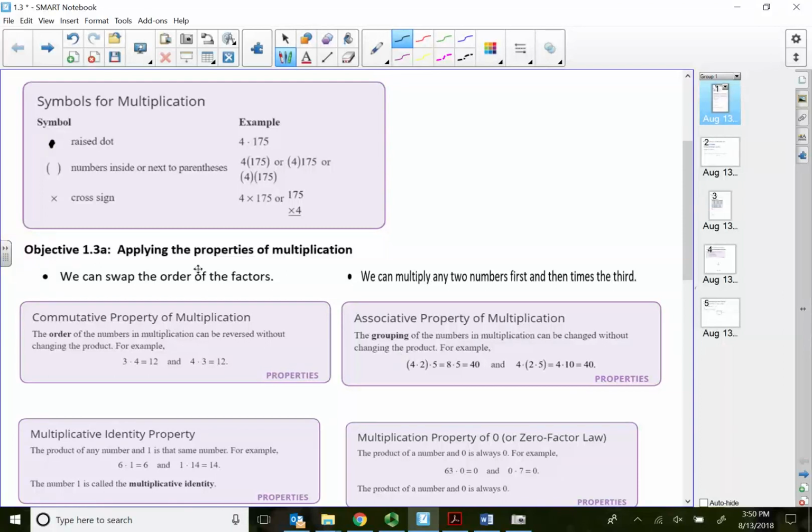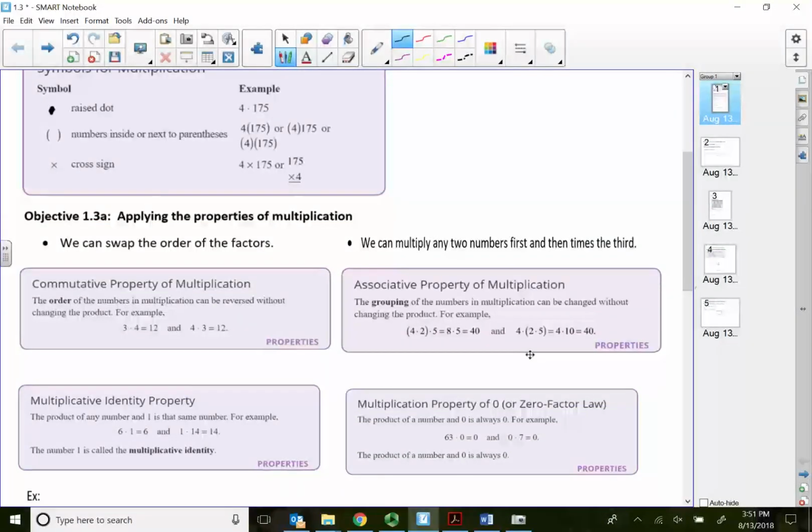When we're talking about properties for multiplication, it's very similar to the ones with addition, such as the commutative property for multiplication. Commutative property allows me to swap the order of my factors, or the numbers I'm multiplying, and it will still give me the same result. Associative property allows me to multiply any two numbers first, then times the third one, and the answer will still be the same.